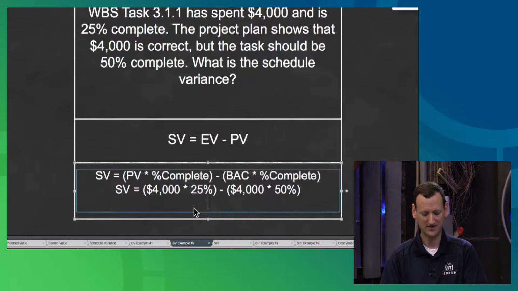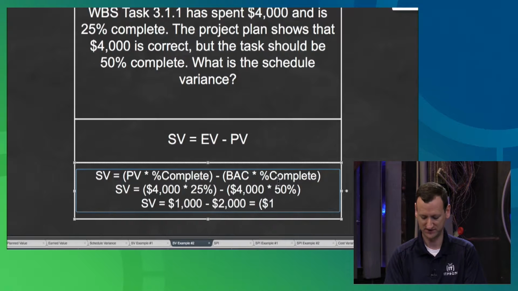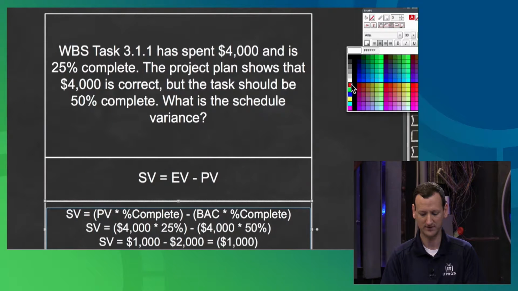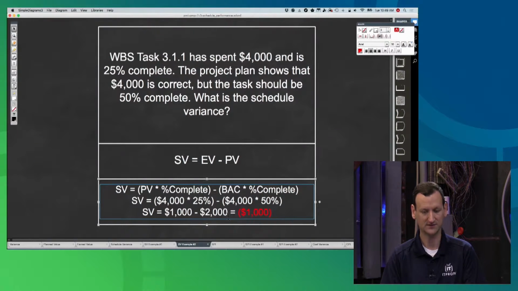There we go. Now when we run all that, we get SV equals 4,000 times 25% is a whopping $1,000. And we're going to subtract 4,000 times 50%, which is a whopping $2,000, which equals a loss of $1,000, right? So our variance right here ends up being $1,000, okay?